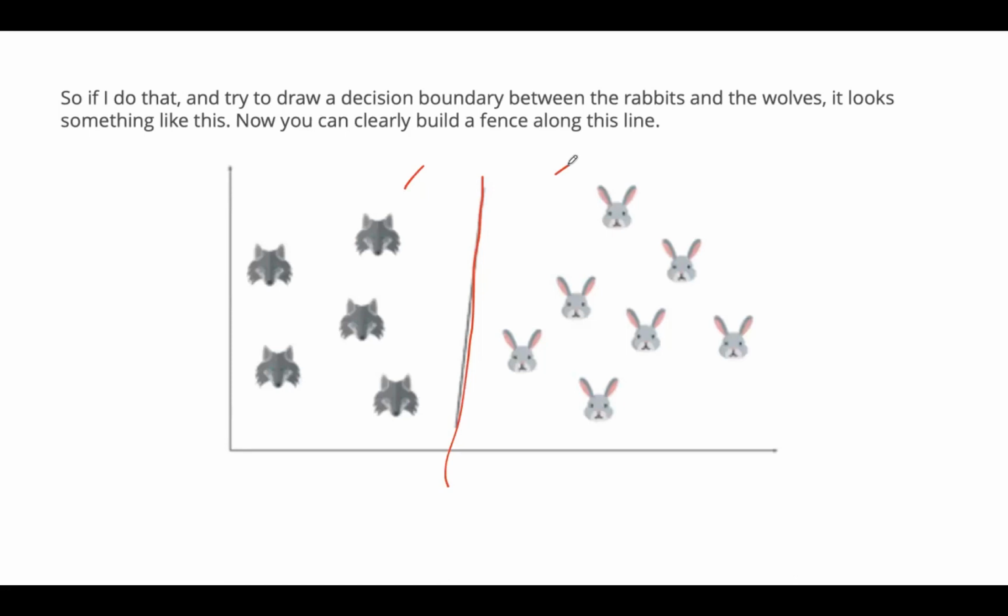The basic principle behind SVM is to draw a hyperplane that best separates the two classes. The hyperplane should always separate the two classes in an efficient way. So in our case, what are the two classes? One is rabbits and the second is wolves, right?